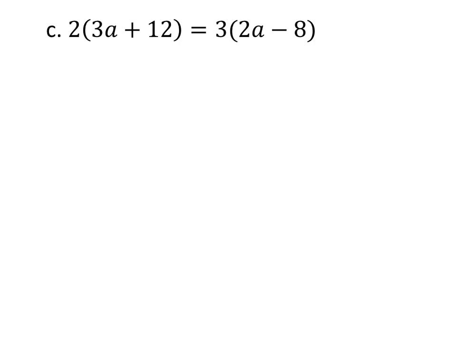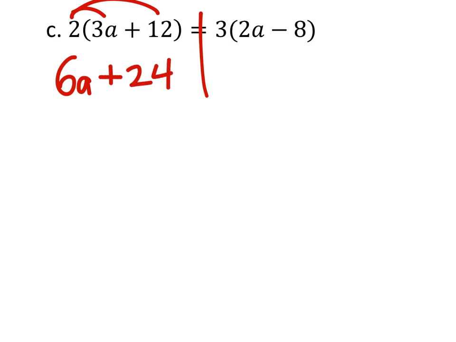So let's go ahead and simplify this. And we'll start by distributing the 2 into this set of parentheses on the left side of the equal sign. So that's 2 times 3a. 2 sets of 3a's would give us 6a's. And then 2 sets of 12 would give us positive 24. Now we can distribute this 3. 3 sets of 2a's would be 6a's. And 3 sets of negative 8 would be negative 24. Of course, we're saying that these two are equal.